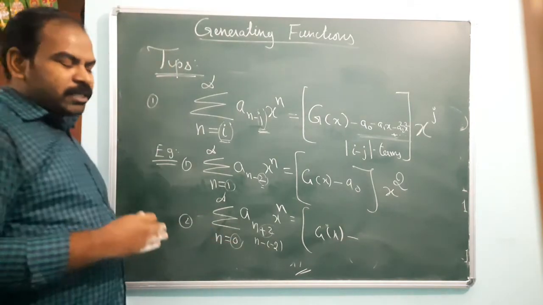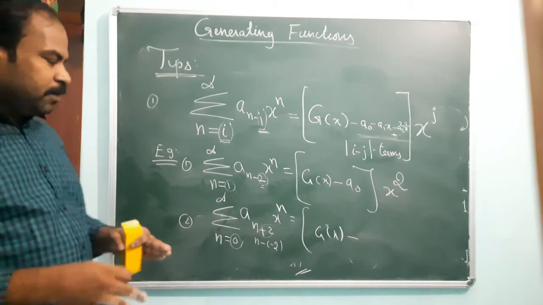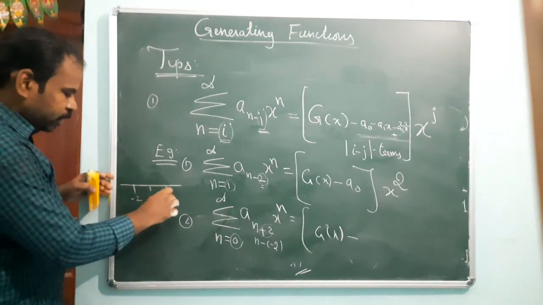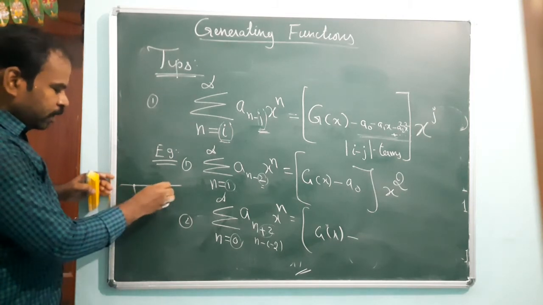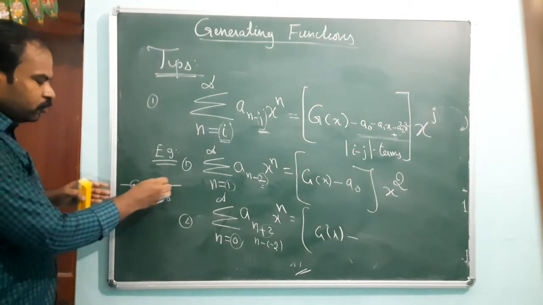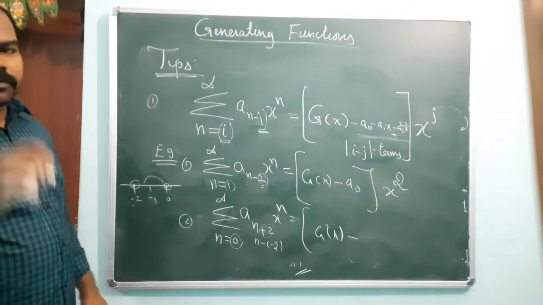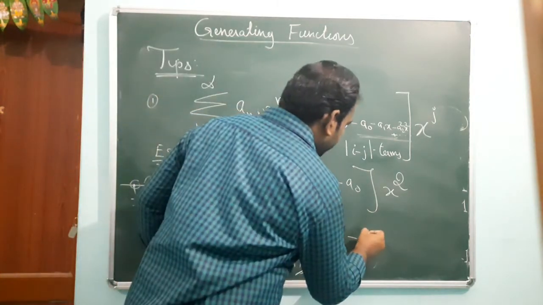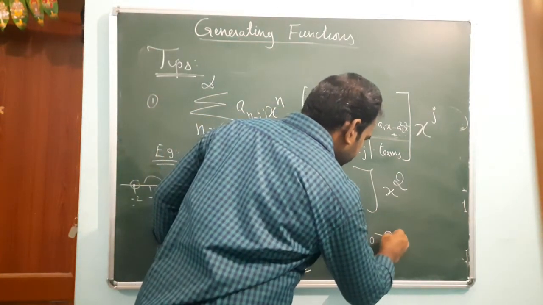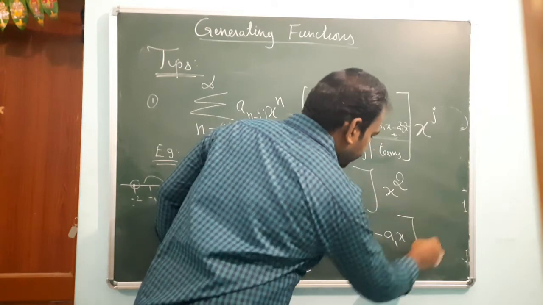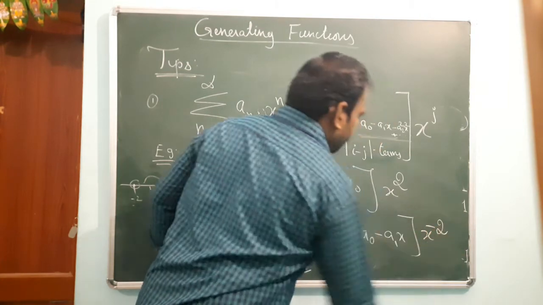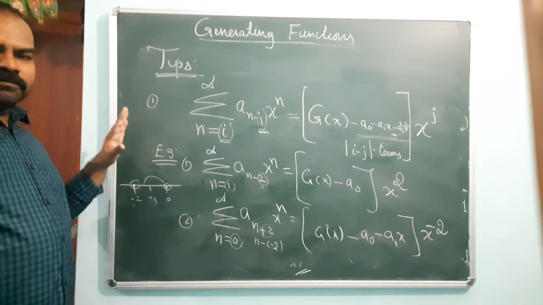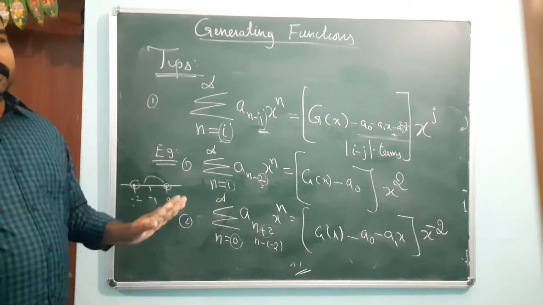The difference means distance. The distance between minus 2 and 0 is 2. So we need to subtract 2 terms. What are the terms? a naught minus a1 x, and we multiply x power minus 2. This is one of the most important tips to solve recurrence relations.